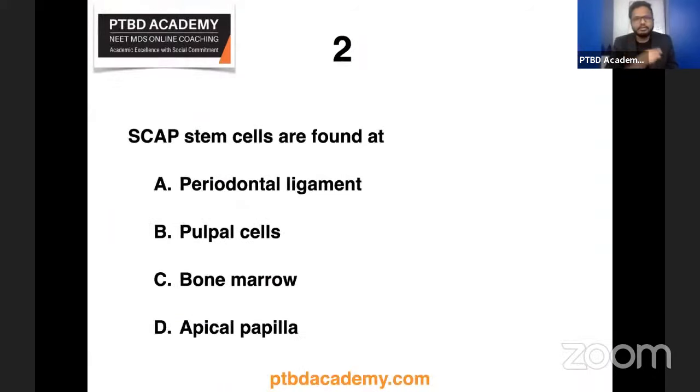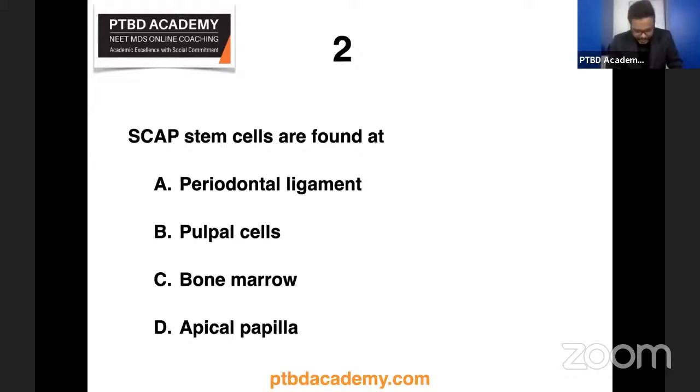SCAP stem cells are found at. I'm not going to expand what SCAP means because if I expand it, the answer is quite obvious. So SCAP stem cells are found at option A, periodontal ligament, option B, pulpal cells, option C, bone marrow, option D, apical papilla. So which one do you think is the right answer? In the meantime, I want you to go through the following literature.